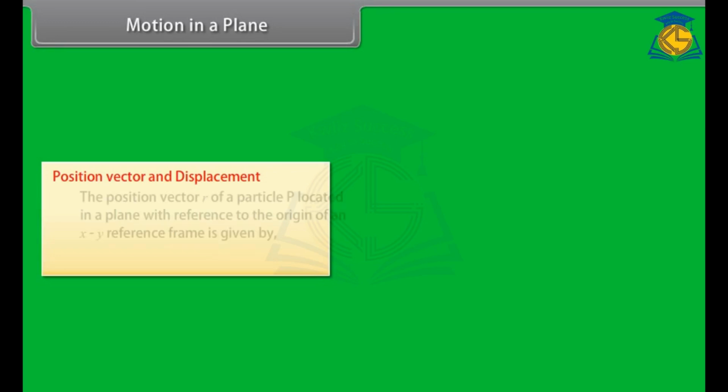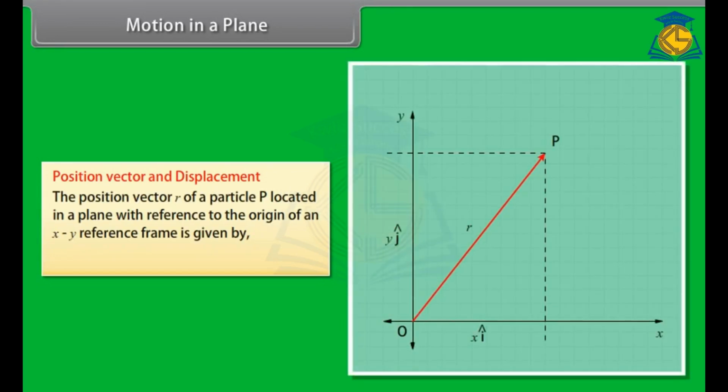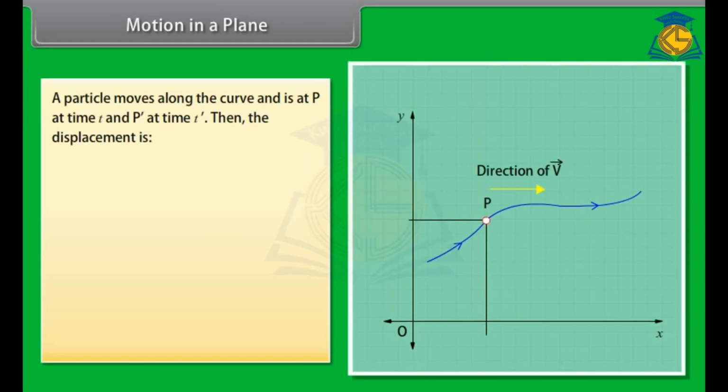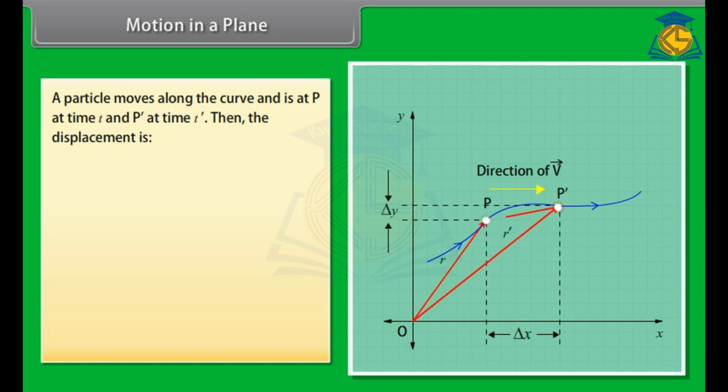Motion in a plane. Let's see motion in 2 dimensions using vectors, position vector and displacement. The position vector r of a particle P located in a plane with reference to the origin of an XY reference frame is given by r is equal to x i-cap plus y j-cap. A particle moves along the curve and is at P at time t and P dash at time t dash. Then the displacement is delta r is equal to r dash minus r. By putting values, we get delta r is equal to i-cap delta x plus j-cap delta y.